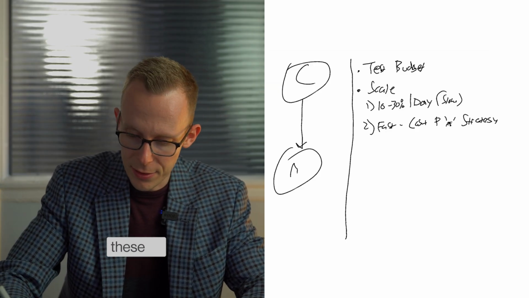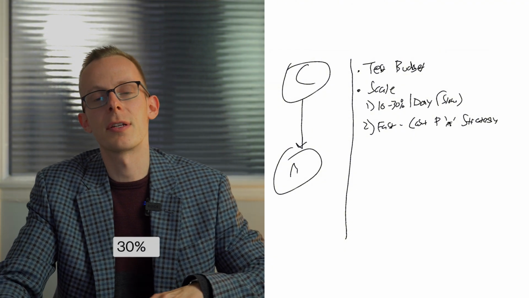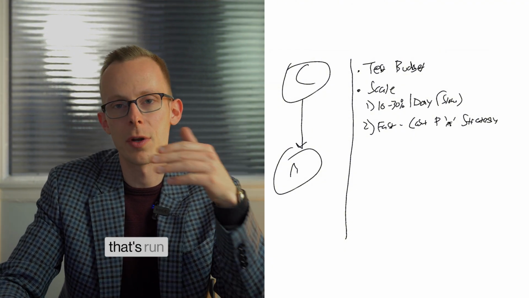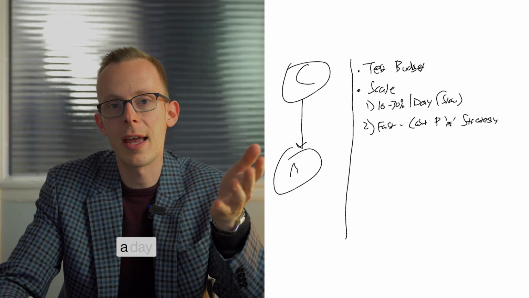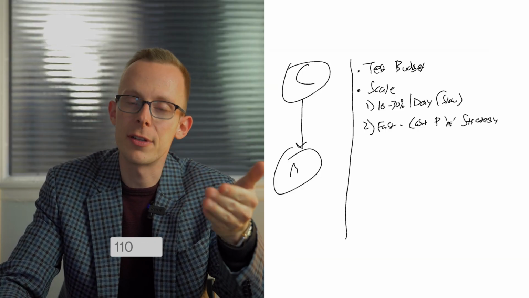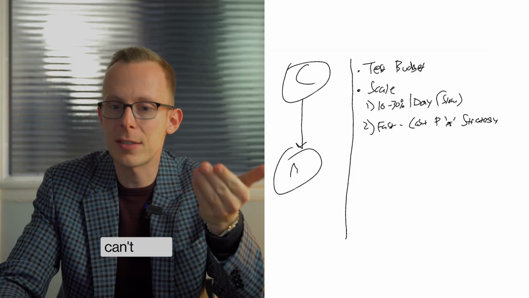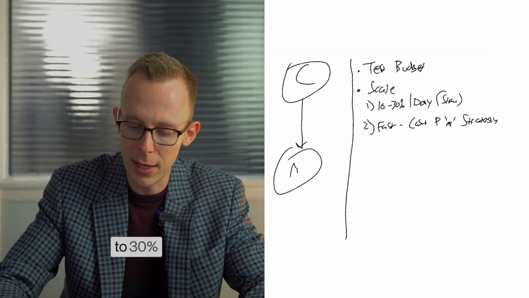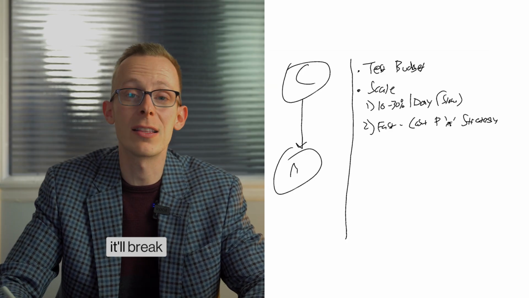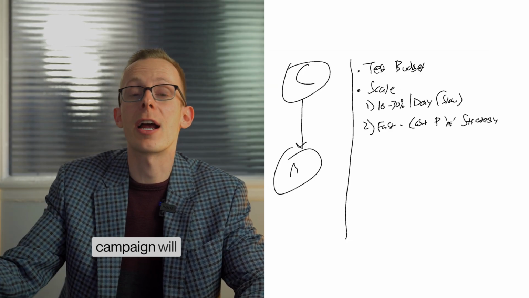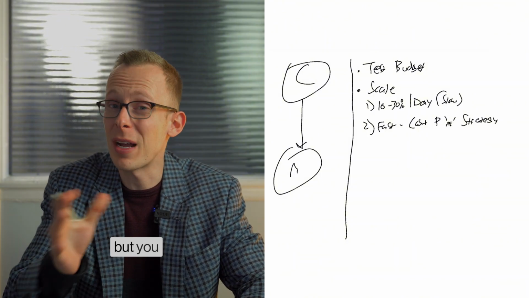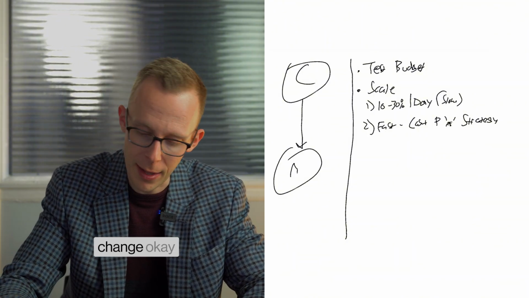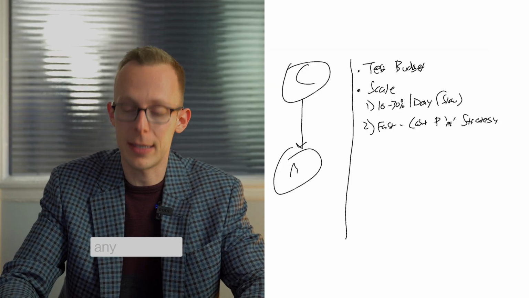Okay, so let me talk about these. The scaling 10 to 30% a day basically means that if you have a campaign that's running at $100 a day, then you can scale it up from $100 a day to somewhere between 110 and 130 a day. Can't scale more than about 10 to 30%. Otherwise, it'll break the learning algorithm and your campaign will actually have to relearn. Meta's not going to tell you that it's relearning, but you might see your results start to change, okay? So that's a safer way to scale any campaign.